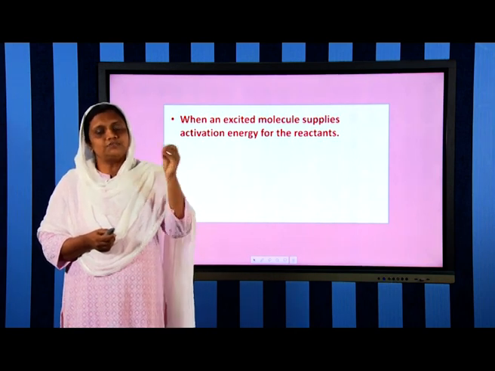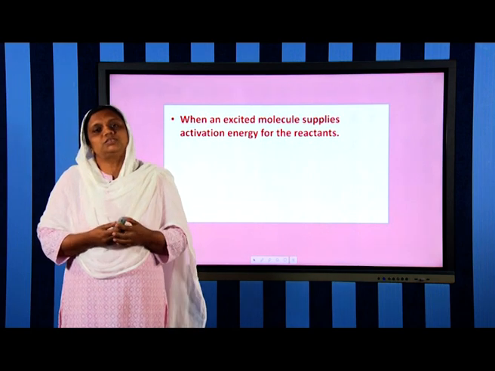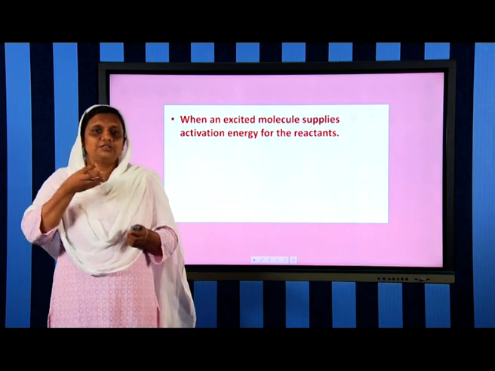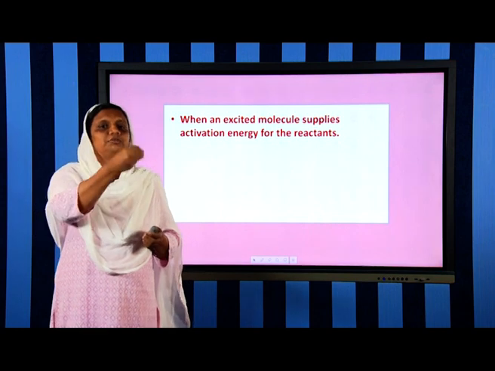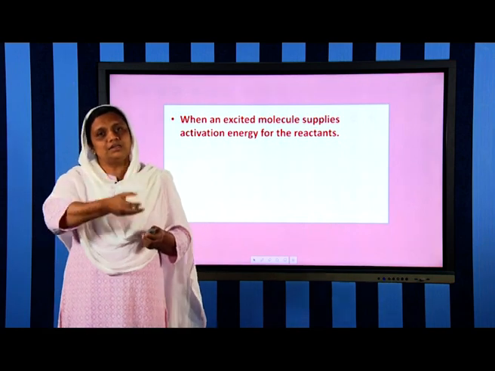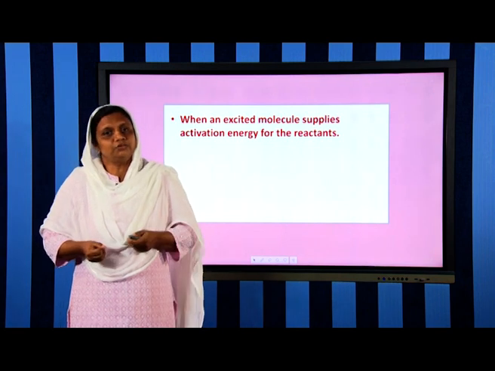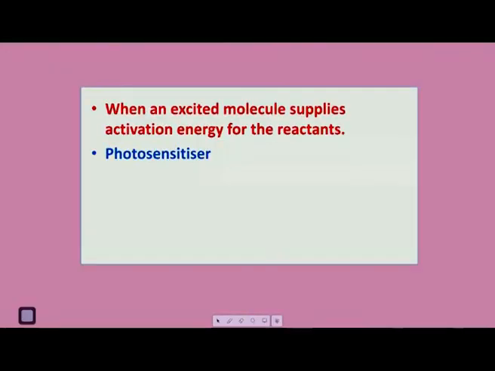And after the reaction, the donor is obtained back. There is no chemical change happening to the donor, there is only a physical change, that is, the donor gets excited, the energy of the donor is given to the reactant and the donor comes down to the ground state. So, in a photosensitized reaction, we have a photosensitizer. The photosensitizer is the one which we call the donor, which is sensitized by the light.